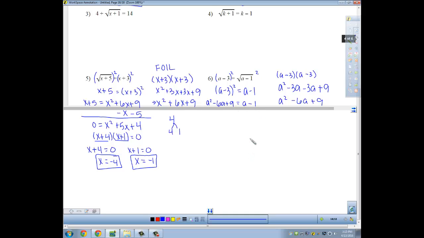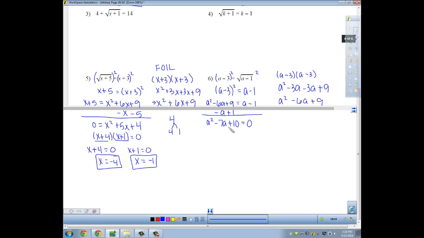Now I need to combine my like terms again, so I'm going to bring this a over and the minus 1 over. So a was positive, so when I bring it over it becomes minus. And then I had a minus 1, so I'm going to add 1 to the other side. Bring down your a squared. Negative 6a minus a is negative 7a. 9 plus 1 is 10. The a minus 1 will end up being 0 since it went to the other side.